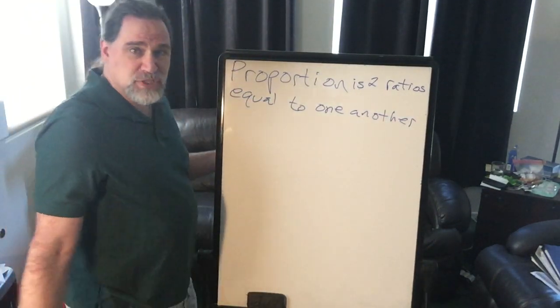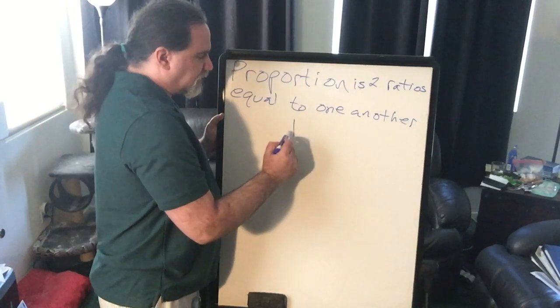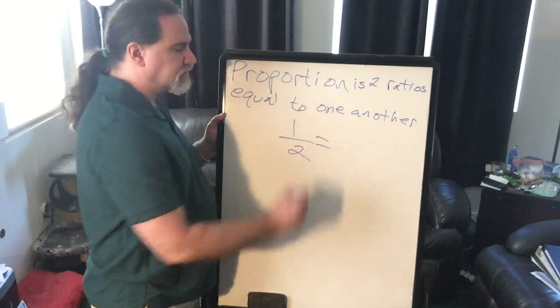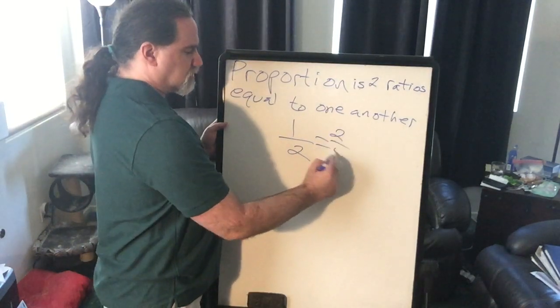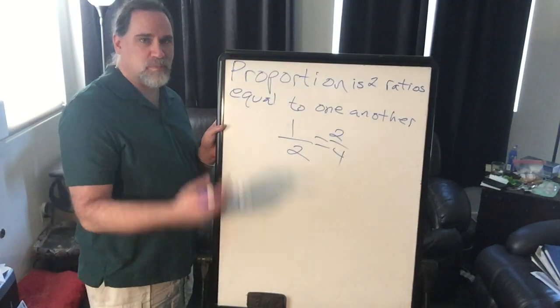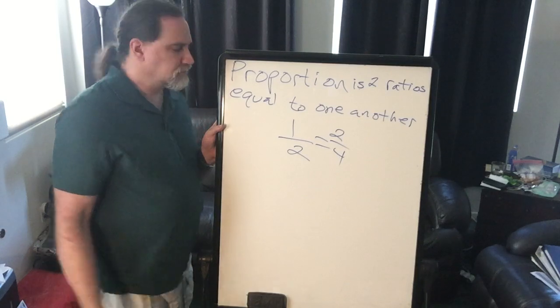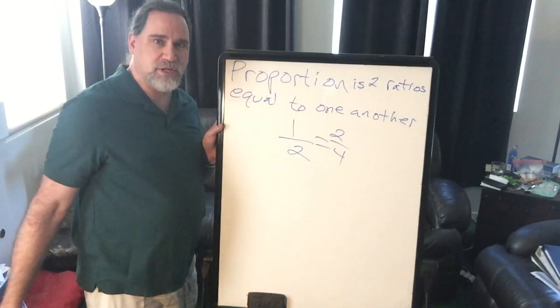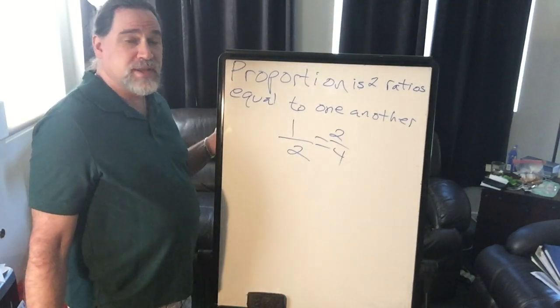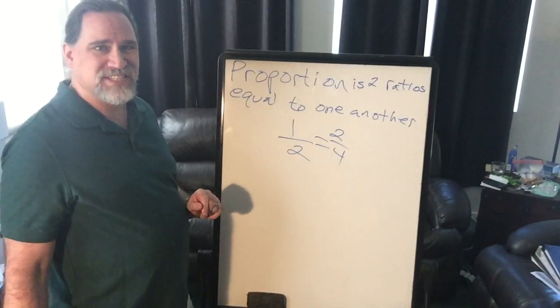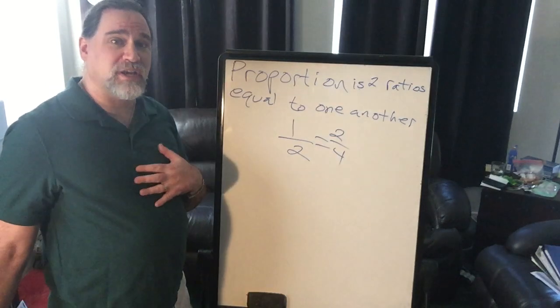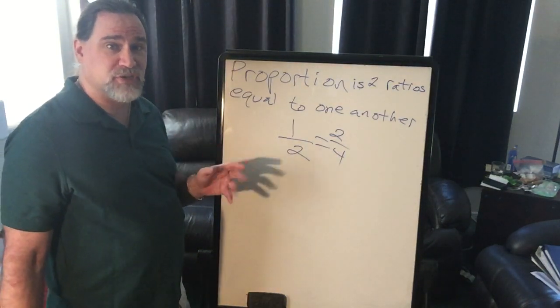Let's do one with just two ratios. So if I said 1/2 and I said, what's another fraction that's equal to 1/2? You could say, well, 2/4. That's a proportion now. We've got two fractions equal to one another. Now, assuming it's correct, which it is, there's a way to check this. How can I be sure that this is a proportion and it's correct?